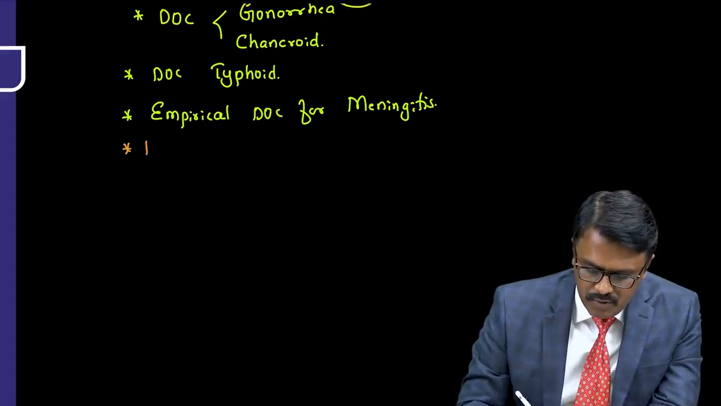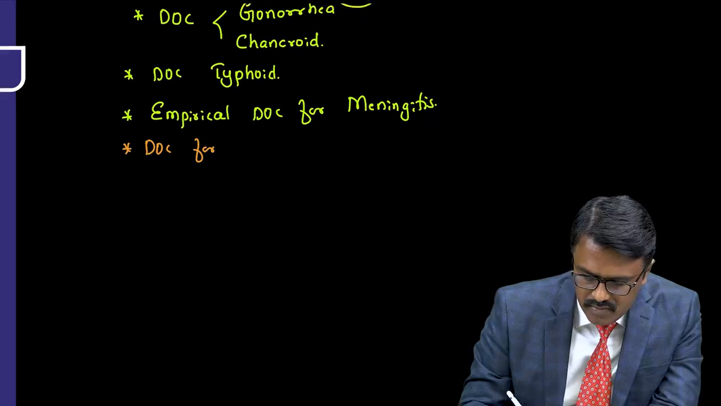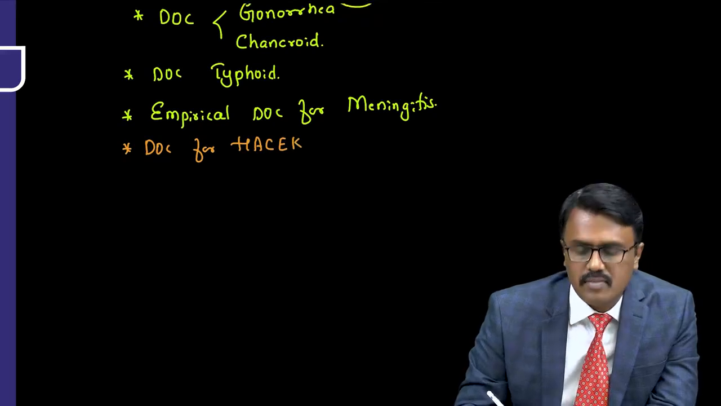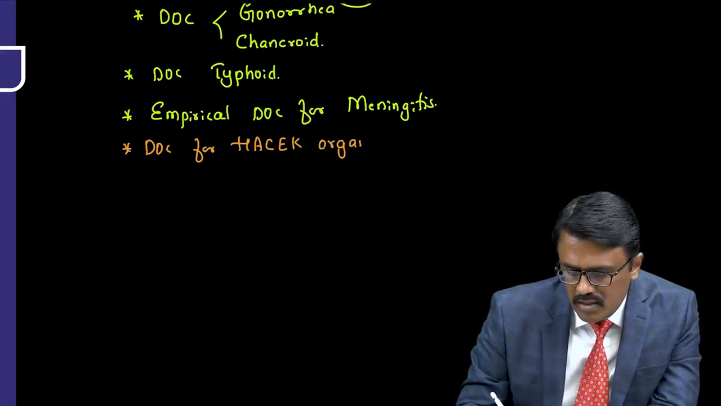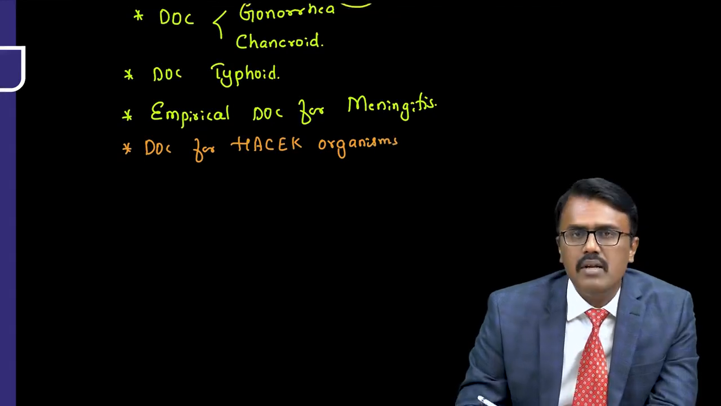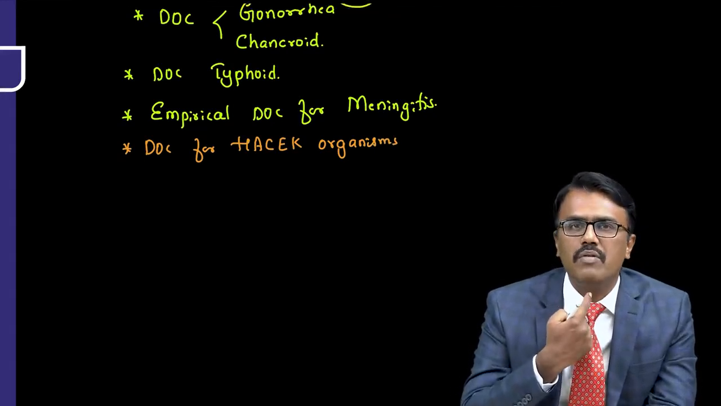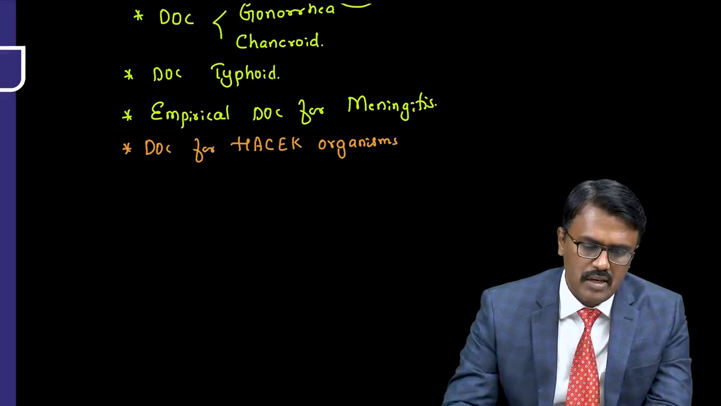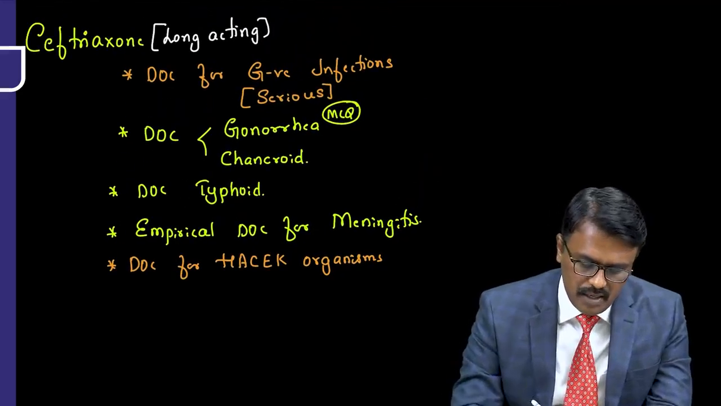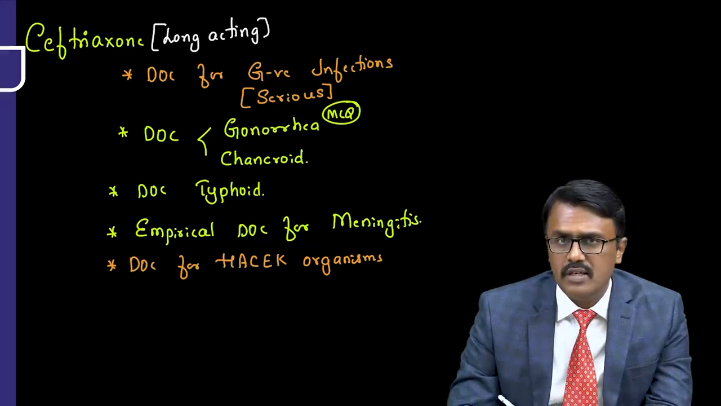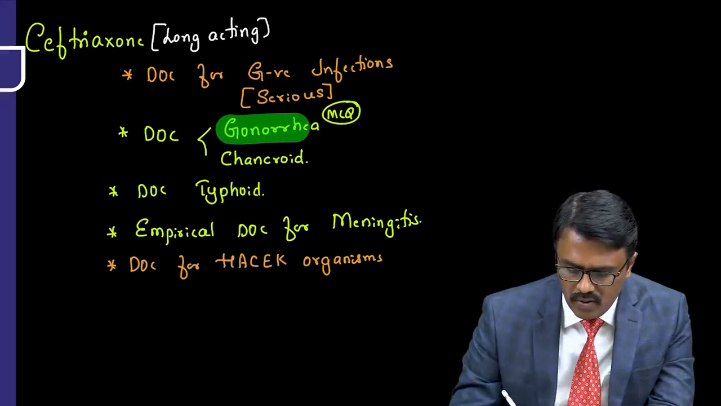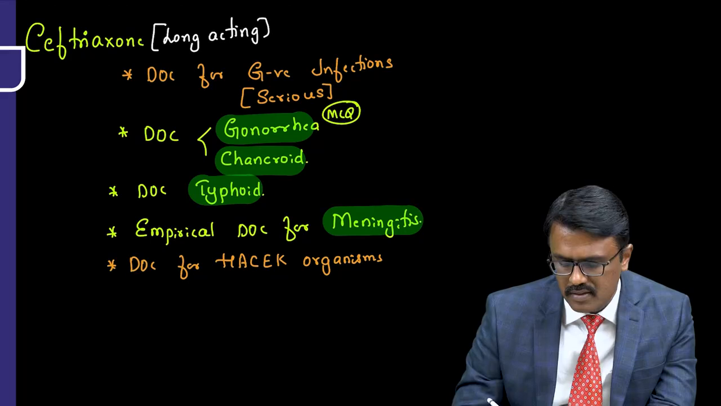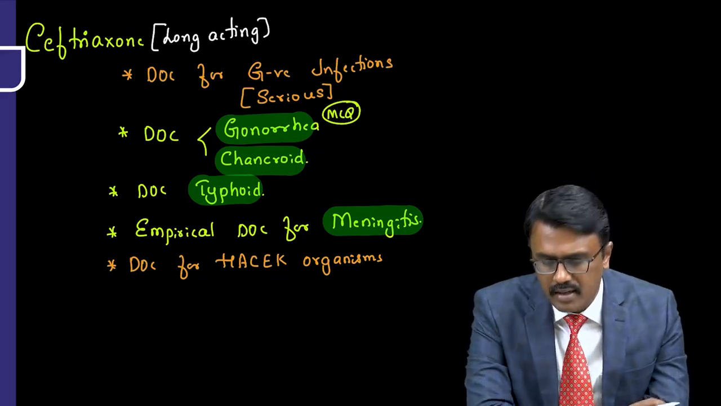Another important, it's a drug of choice for a group of organisms called HACEK. They are called HACEK organisms. So what are these organisms? They normally colonize the oropharynx, and they are known to produce infective endocarditis. For these conditions, it is a drug of choice. Let me repeat again. It is a drug of choice for serious gram-negative infection, STDs like gonorrhea, chancroid, typhoid, empirical drug of choice for meningitis, and it's a drug of choice for HACEK organisms.